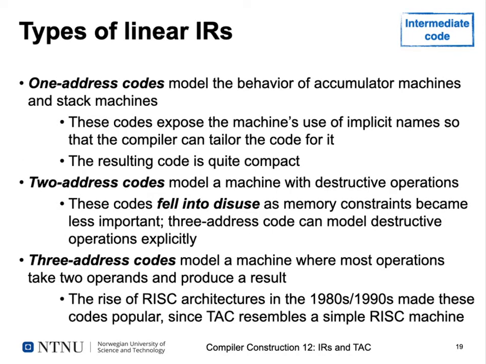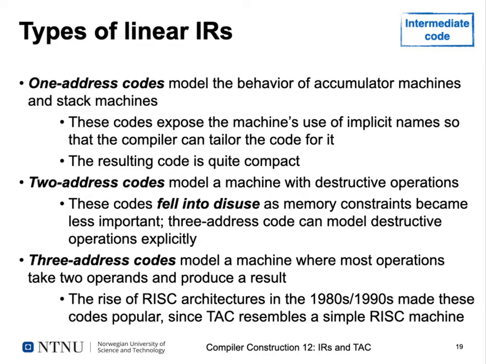So again, there are different types of linear intermediate representation. These types actually differ in the amount of operators that's provided for each instruction. So we have so-called one-address codes. These model the behavior of so-called accumulator machines or stack machines. So essentially you have one register or one data structure, which is a stack, separate from our variable stack, so an operand stack in a machine. And this is always used to accumulate results.